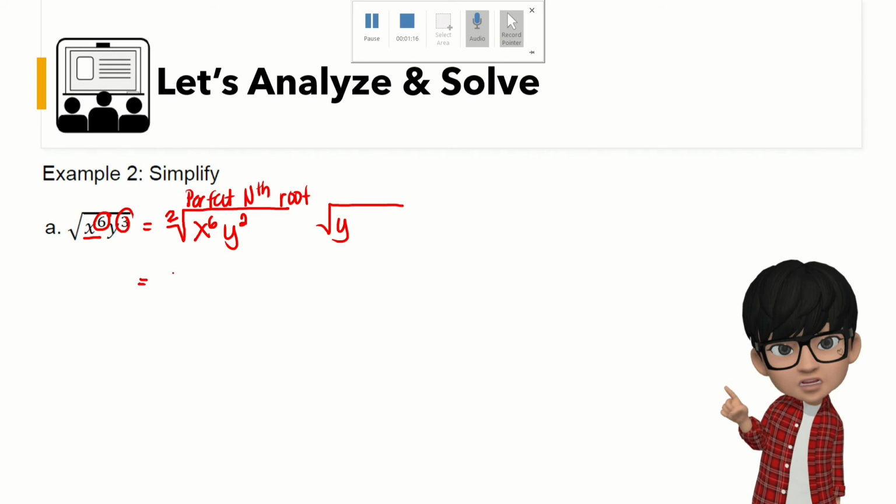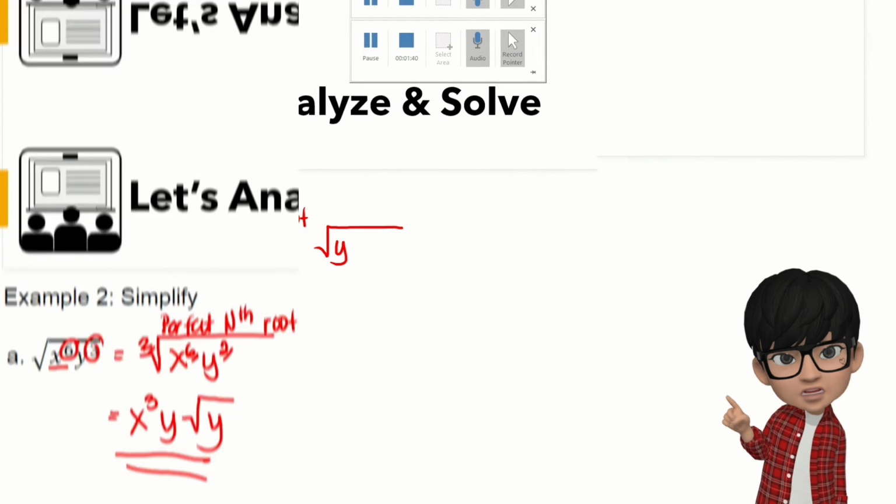Next, we can simplify this. 6 divided by 2, the answer is x cubed. Then y squared divided by 2, that is simply y. And we will just affix the one which is not a perfect nth root, and the answer is x cubed y times square root of y. Okay, that's how you solve and simplify radical expressions.